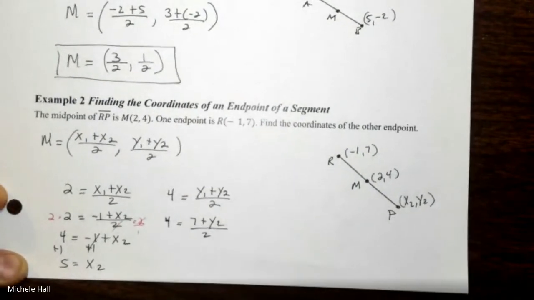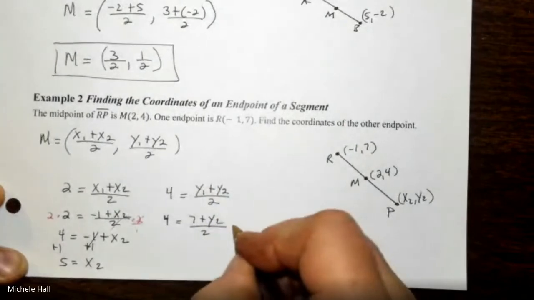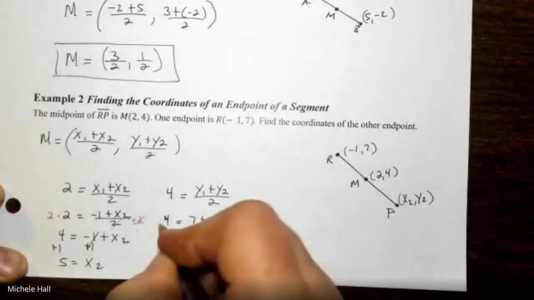I'm going to do the same thing on this equation. I'm going to multiply both sides by 2 to get rid of the fraction here.